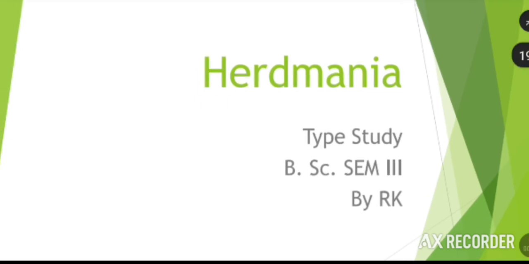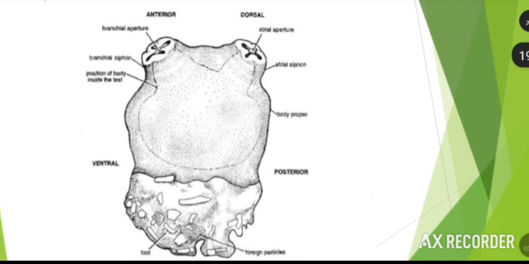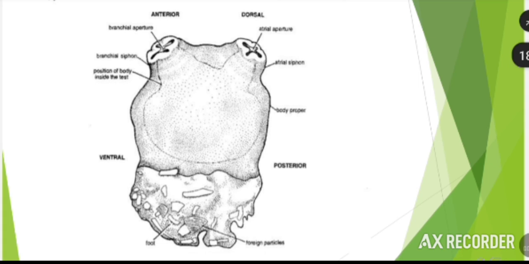We are going to start with Herdmania, its type study. Now let's see the diagram first. This is the diagram of a typical Herdmania, that is also known as C squared.